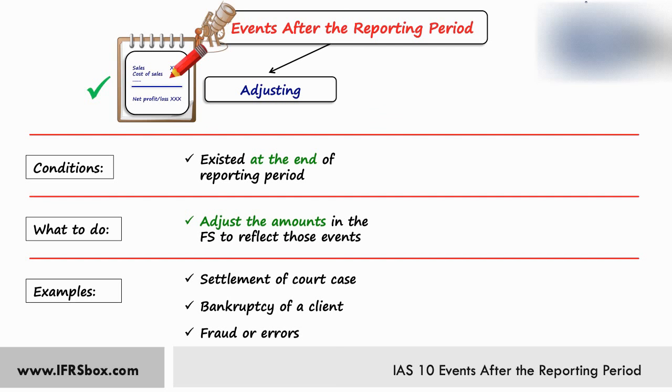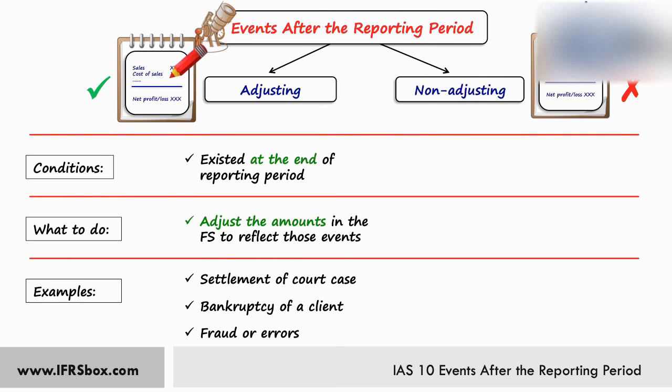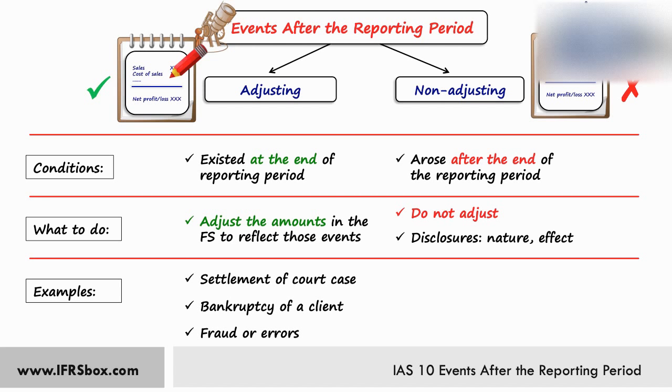The second type of the events after the reporting period is non-adjusting event. And this is the event which indicates the conditions that arose after the reporting period, or they did not exist at the end of the reporting period. In this case, you do not adjust the financial statements, so no booking. But if the events are material, then you need to make a disclosure in the financial statements about the nature of that event and an estimate of its financial effect, well, if you can make it.